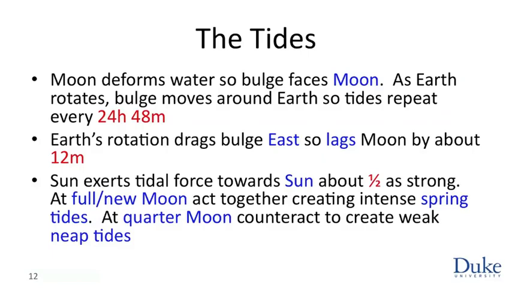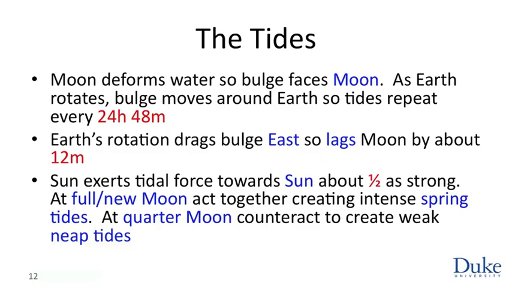To summarize what we've seen, the Moon attempts to deform the Earth. It succeeds in deforming the water in the oceans. So there's a bulge facing the Moon. As the Earth rotates, the bulge moves around the Earth. So everybody gets 2 high tides and 2 low tides once every 24 hours and 48 minutes. So the time between one high tide and the next is in fact about 12 and a half hours rather than 12. The Earth's rotation drags the bulge to the east, so therefore it lags the Moon. Like everything else in that image, the lag was way exaggerated. In fact, it turns out to be about 3 degrees or 12 minutes.